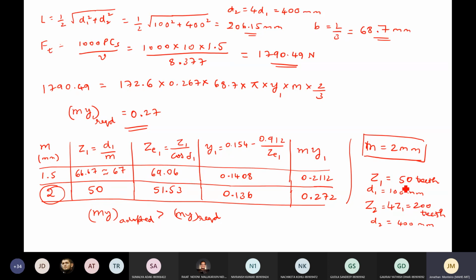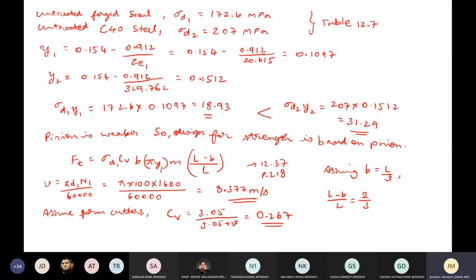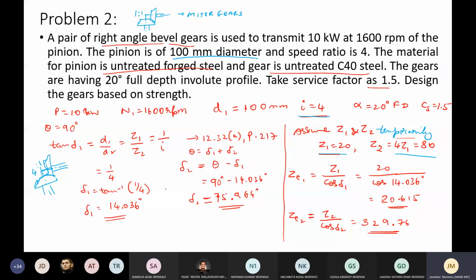How did we come to this number? Of course, we know the procedure, but my idea of asking is why we chose this number. It is because this speed ratio has a bearing on the pitch angle, 14.036 and 75.964. This makes all the difference.